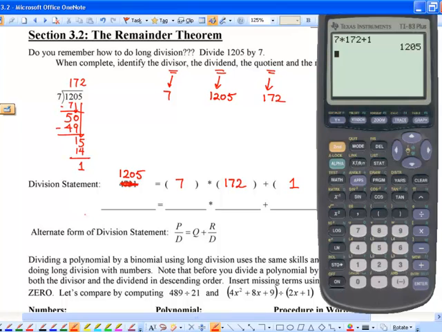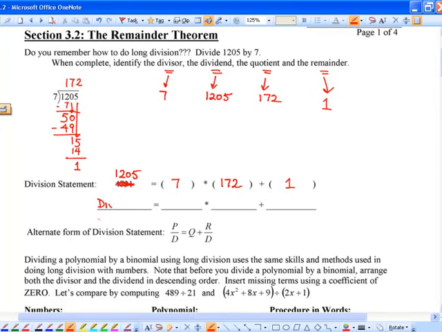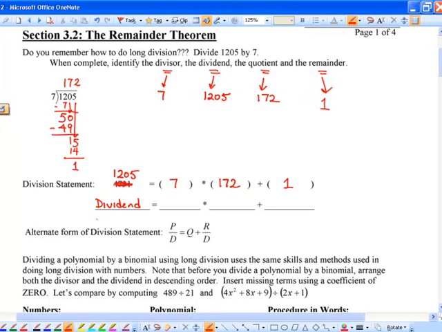So the division statement always has the dividend being equal to the divisor multiplied by the quotient, and you have to add on the remainder.